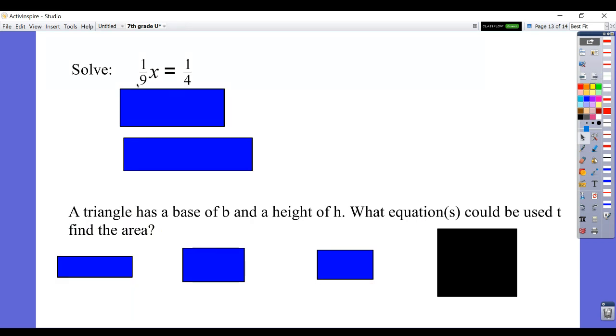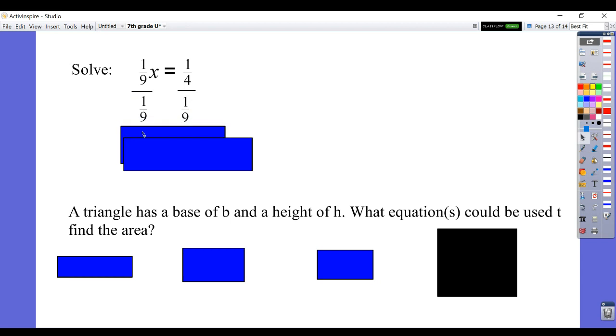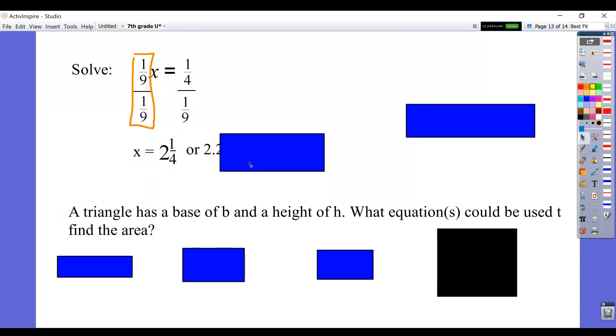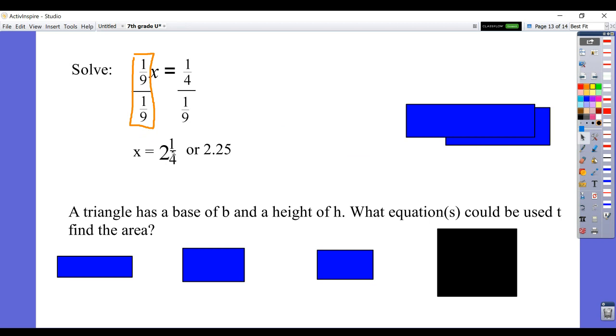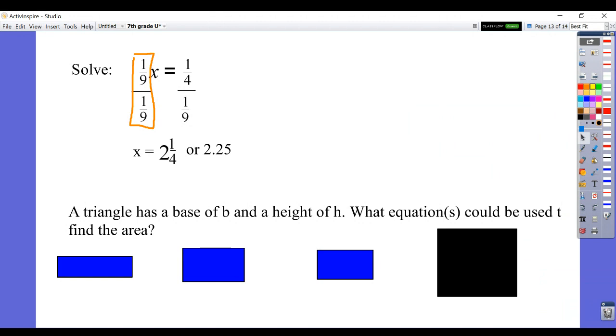You will also have to solve this type of equation. So if we have 1/9 x equaling 1/4, what would x equal? Well, the coefficient on the x is 1/9, so we would want to divide both sides by 1/9. All right. And again, when you do that, 1/9 and 1/9 here create a giant 1, so we just get x. And then 1/4 divided by 1/9 is 2 1/4 as a mixed number, or if you went with a decimal because of your calculator, 2.25 would work as well.